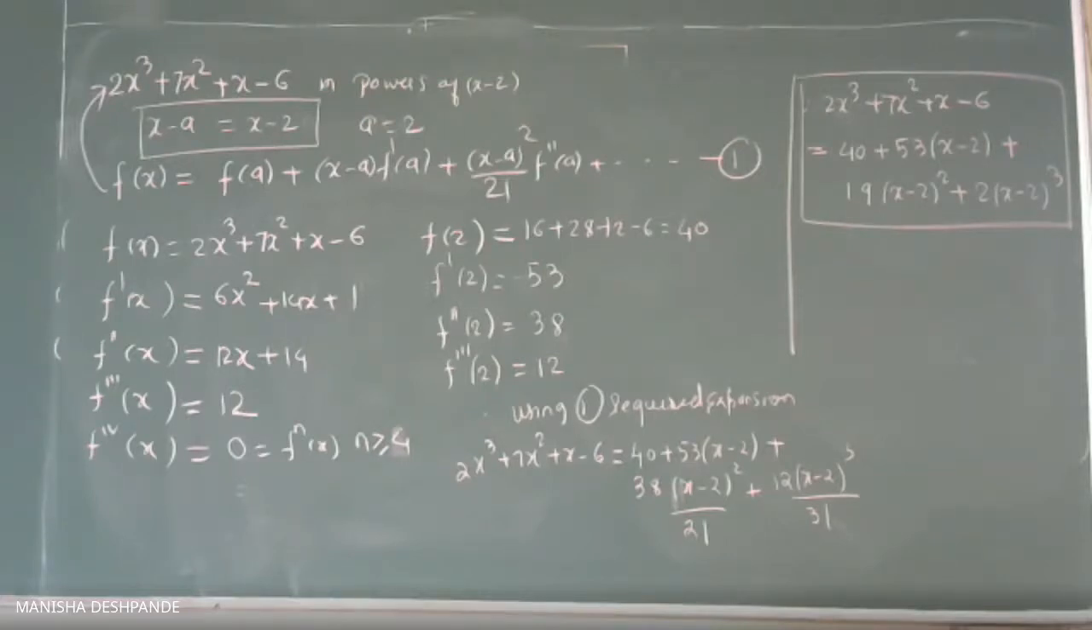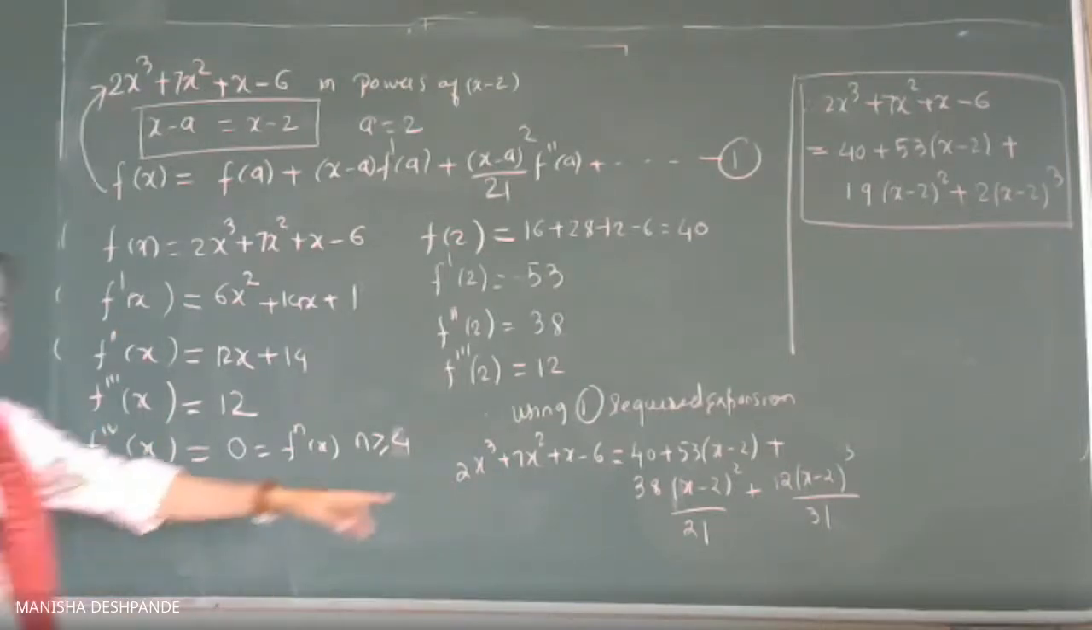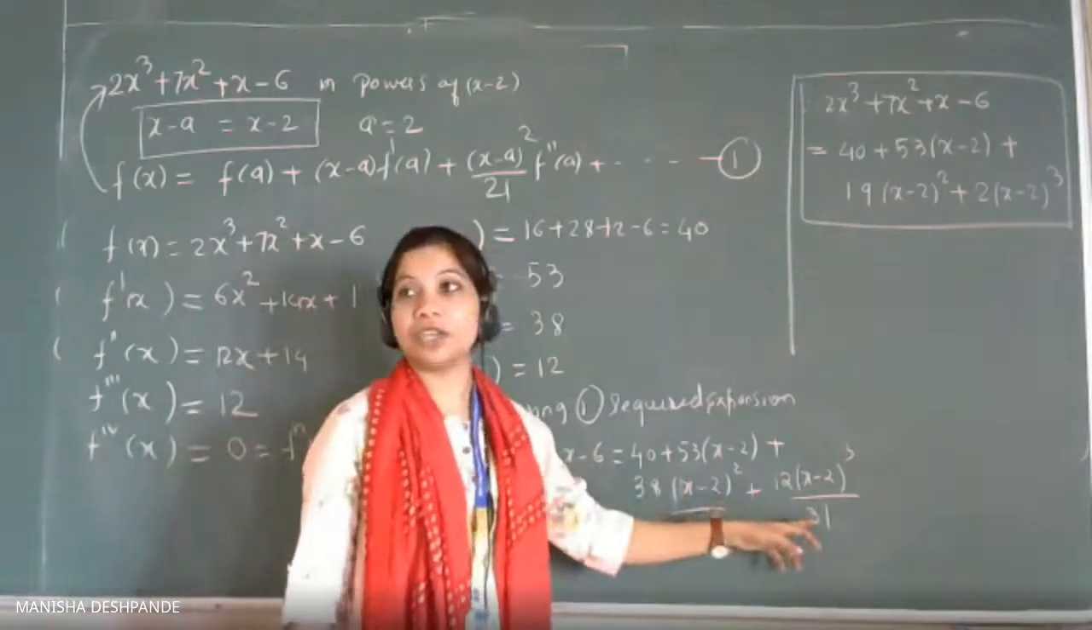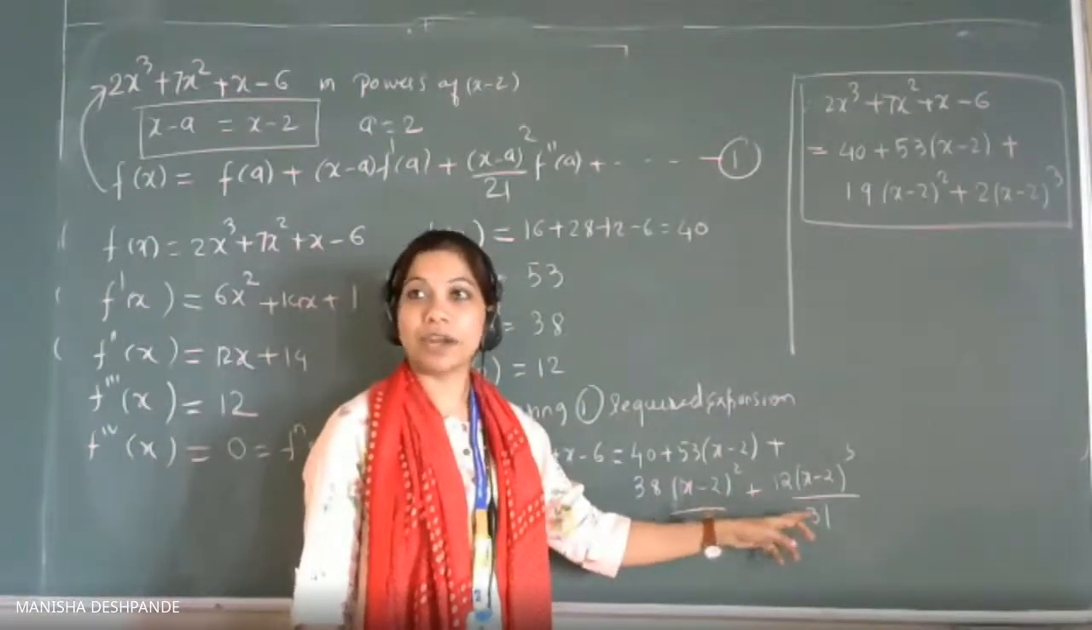Now, the last part is 2 into x minus 2 whole cube. What's the triple derivative? 12. Yes or no? Yes. What is the denominator? Is it 3 or 3 factorial? Oh yeah, sorry, it is 3 factorial. So 3 factorial is 6, not 3. So 12 divided by 6 is 2. That's the most important part of this question. I'll tell you why: that is the mistake you make. This is factorial, not just divide by 3. So 3 factorial is 6, and that's why it will be 2.